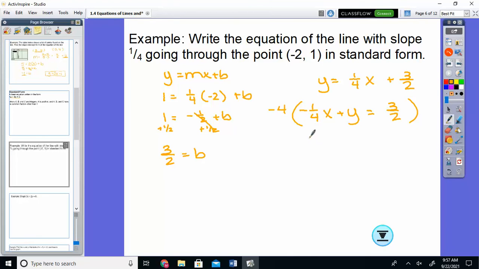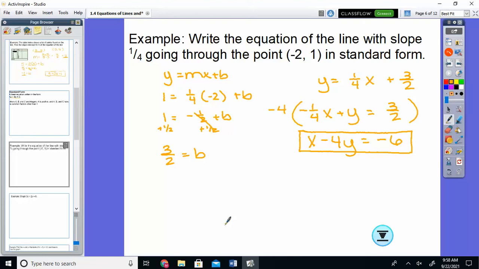So -4 times -1/4 is just a positive 1x minus 4y. -4 times 3/2 is -6. All my fractions are gone. X is positive, so that's standard. So you just manipulate your equation at the end. Nothing else that you have to do there.